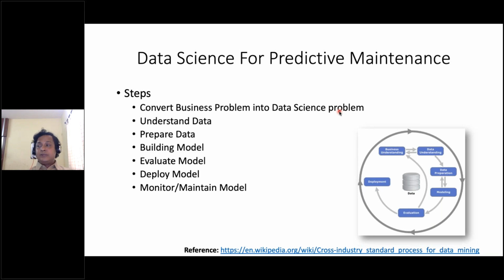So just a warning, in general, the industry considers machine learning as a magic wand. And as we'll see slowly, it's not. It takes a lot of hard work to solve a problem using machine learning. So that's going to be the first step. Then we have to understand the data, gather the data, prepare the data, build the model, deploy the model, monitor models. We'll see all these steps one by one.